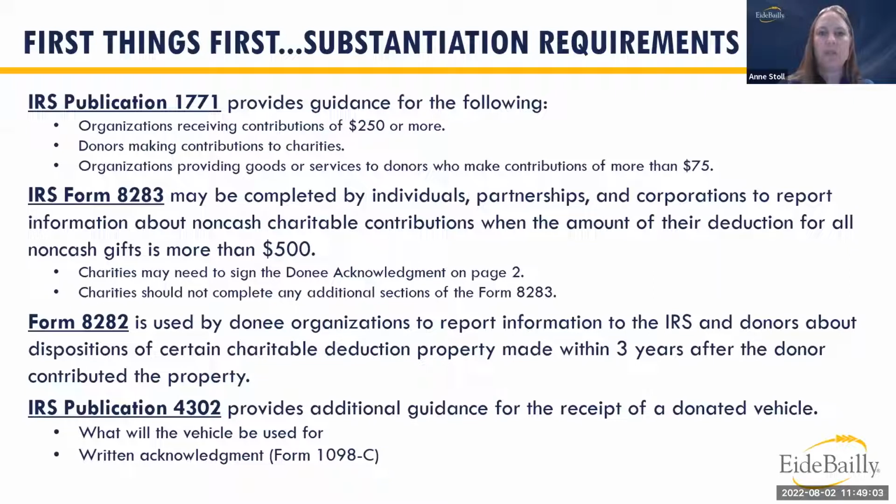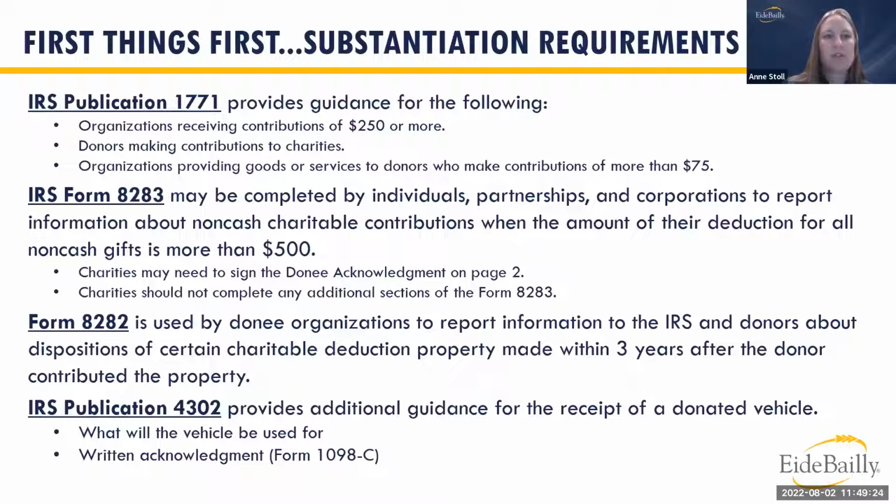And part of it is that they're receiving the goods or services. So they're receiving dinner and entertainment at the gala, or they're receiving a round of golf at the golf outing. Since that contribution is more than $75, there is some additional reporting that we'll get into in a little bit regarding that type of a transaction.